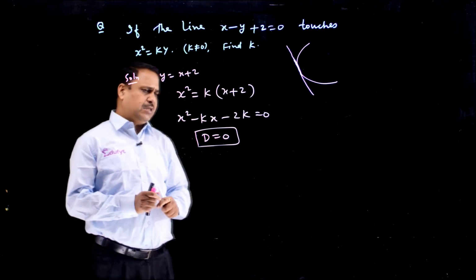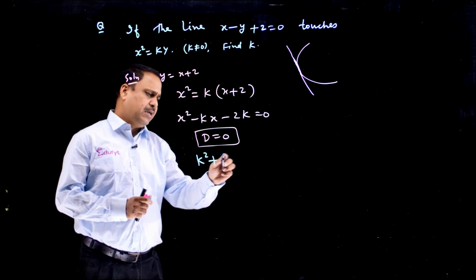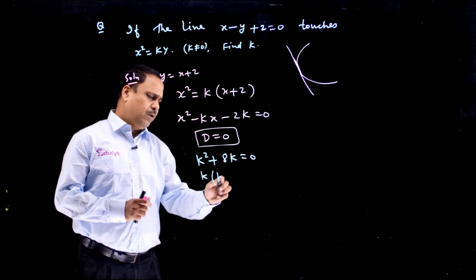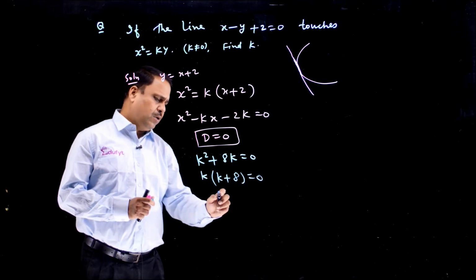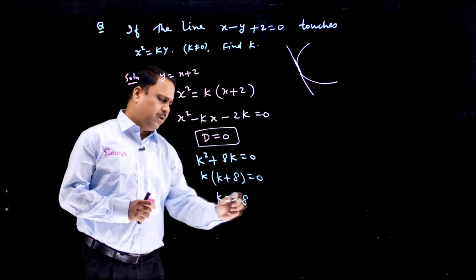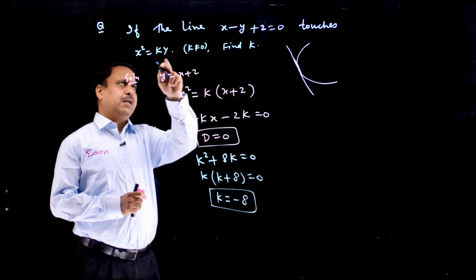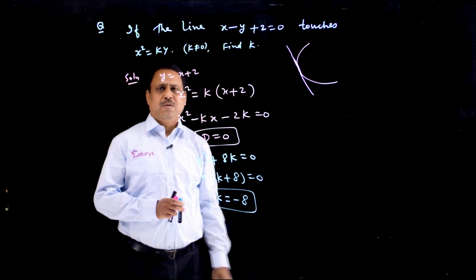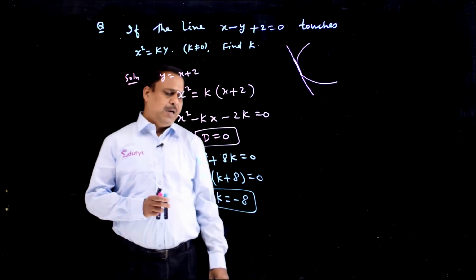So the moment I put D is equal to 0, b square, k square plus 8k is equal to 0. That means k into k plus 8 is equal to 0. As k is not equal to 0, so k is equal to minus 8. So for k is equal to minus 8, this line will be tangent to the curve, the parabola x square is equal to minus 8y.